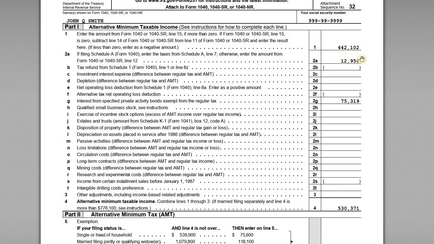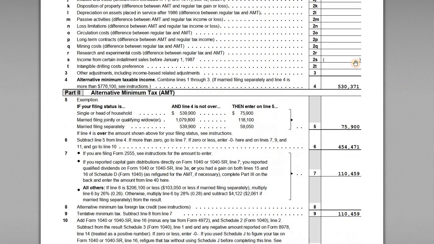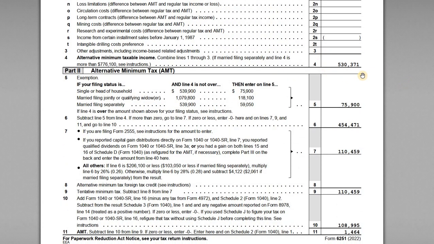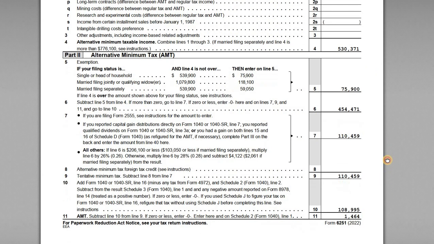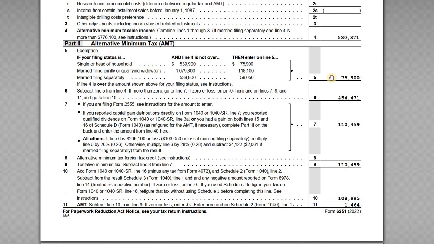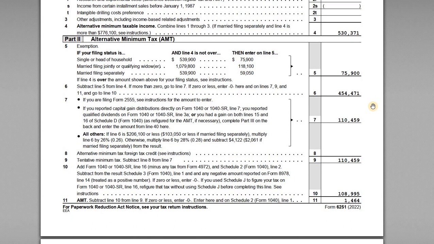So in part 1, we start with his federal taxable income. That's at the bottom of page 1 of his 1040. Add back the standard deduction, add back the private activity bond interest, and we get his alternative minimum taxable income, which has now been adjusted to $530,371. Now, John's a single filing taxpayer, so he does get this exemption here because his income is below the $539,900 for 2022. So the net amount here that he's working with, as far as calculating his AMT, is $454,471.